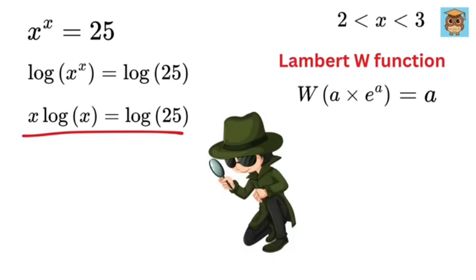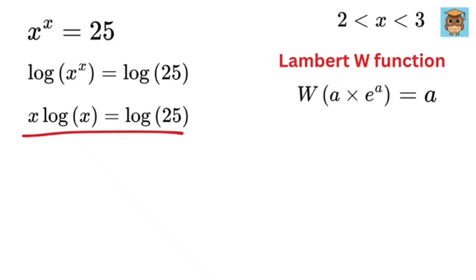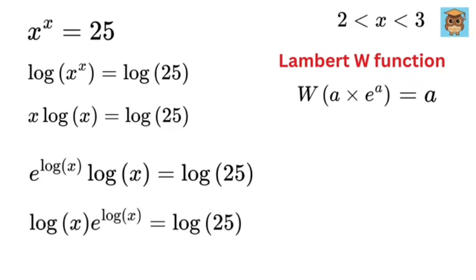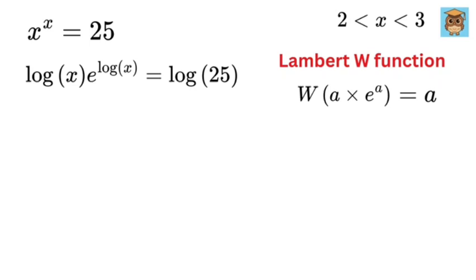Now, if you look closely, you don't have e in this expression. So we will have to convert this expression in terms of e. This is simple, as we can write x as e raised to the natural log of x. And this times natural log of x equals log of 25. We can change the order and write it like this also, as it is a simple multiplication. Now, if you compare this expression with this one, we have the value of a as the natural log of x. So we can easily apply the Lambert W function on both sides of this expression.